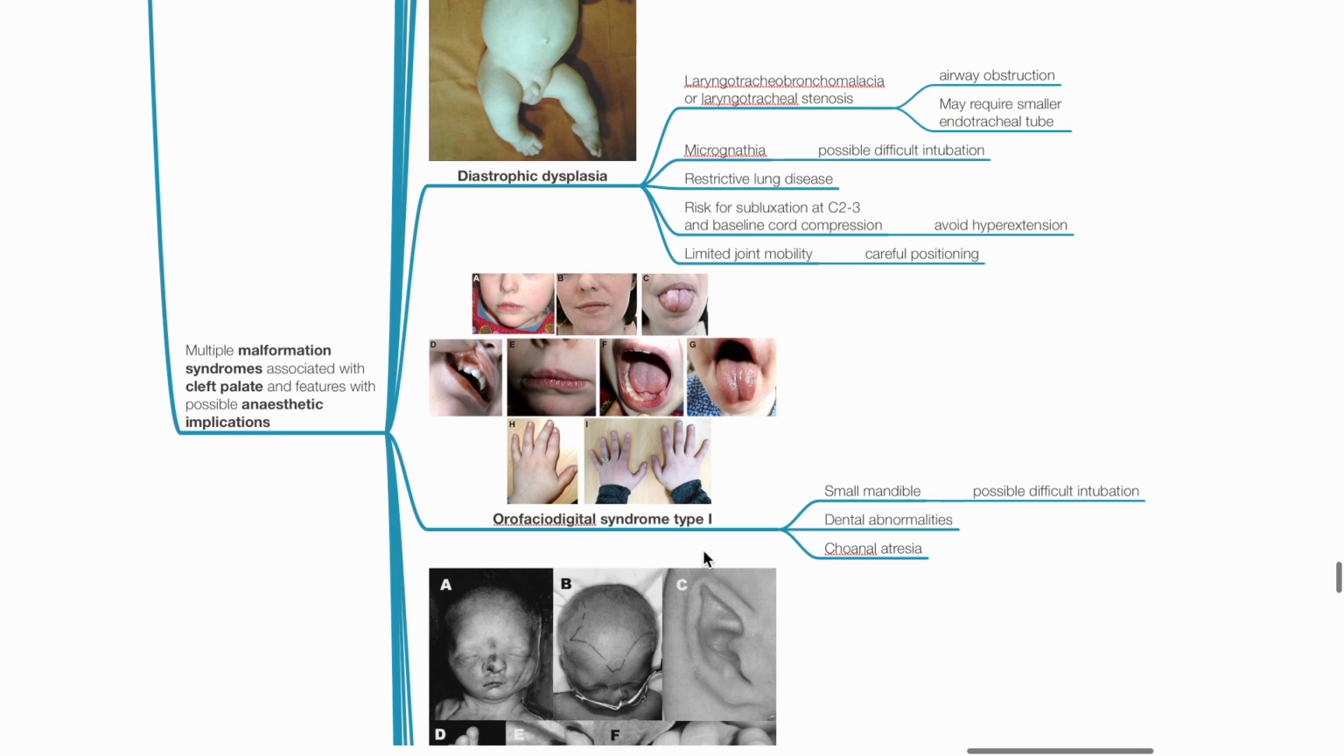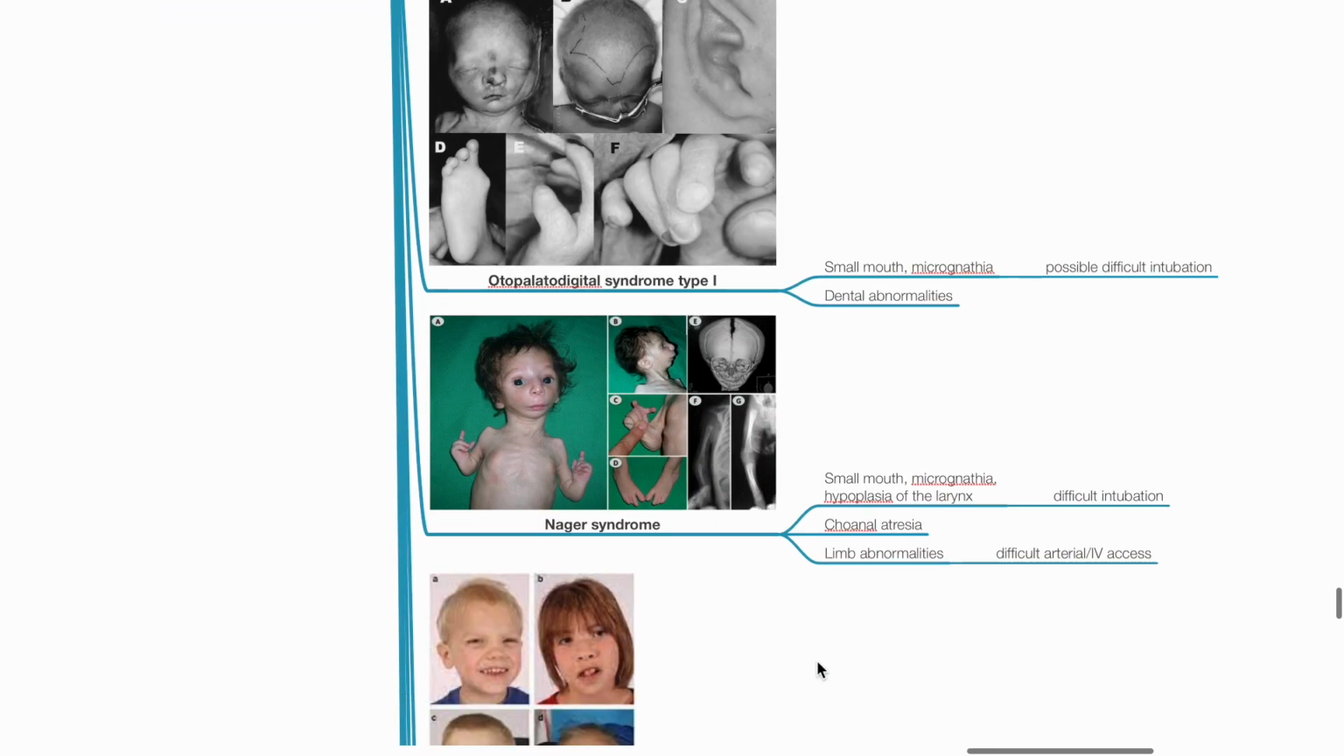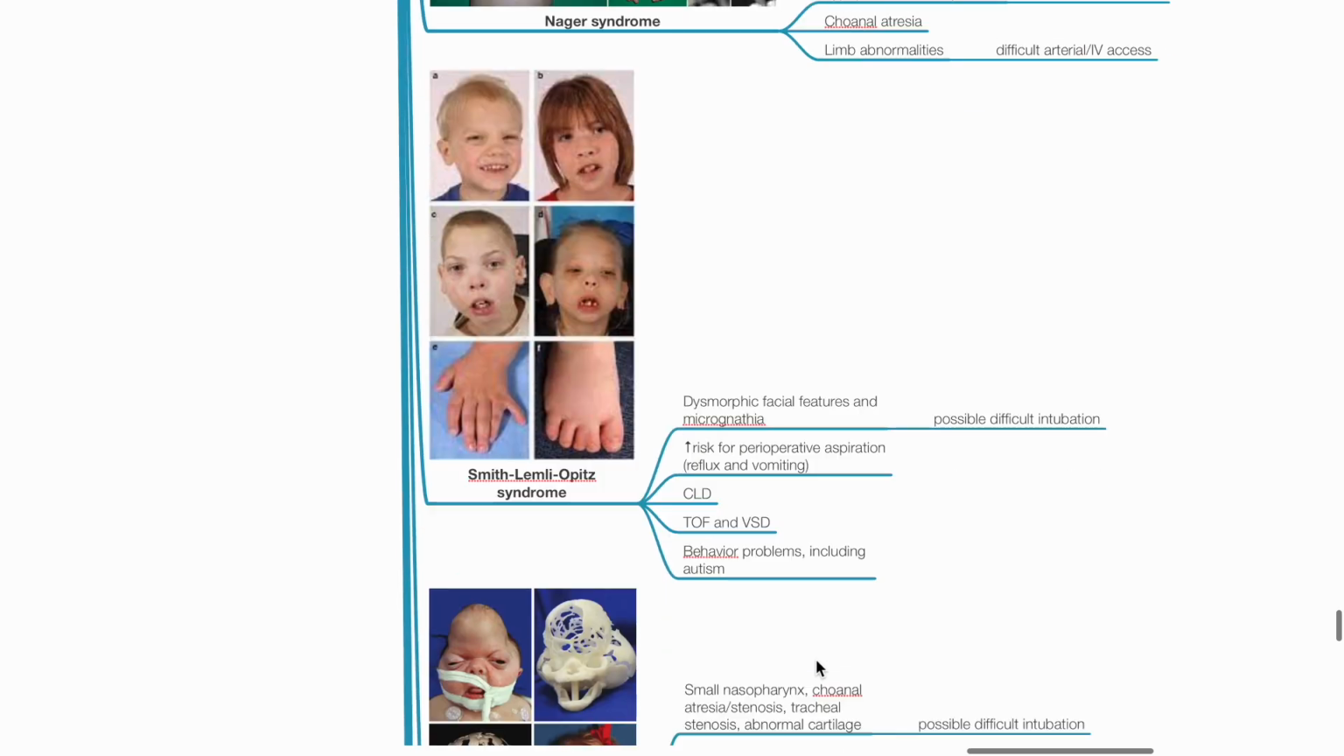Orofacial digital syndrome type 1. Features include small mandible, dental abnormalities, and choanal atresia. Otopalatodigital syndrome type 1. Features include small mouth, micrognathia, and dental abnormalities. Nager syndrome. Features include small mouth, micrognathia, hypoplasia of the larynx, choanal atresia, and limb abnormalities. Smith-Lemli-Opitz syndrome. Features include dysmorphic facial features and micrognathia, increased risk of aspiration, chronic lung disease, TOF, VSD, and behavioral problems.